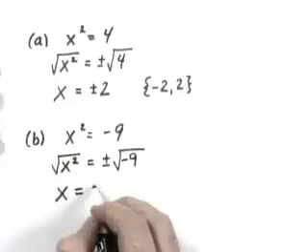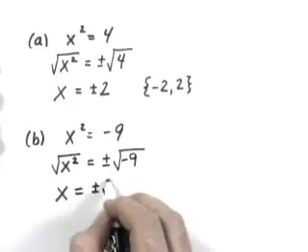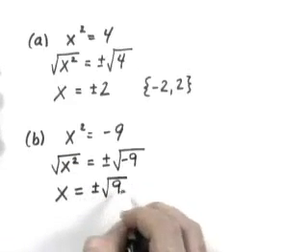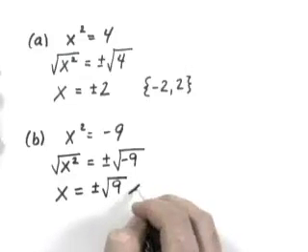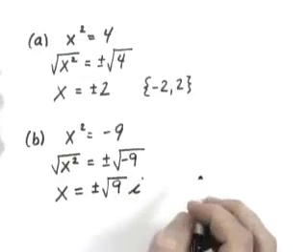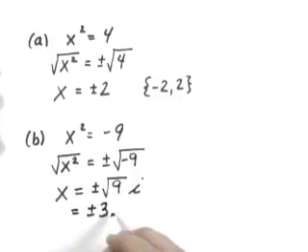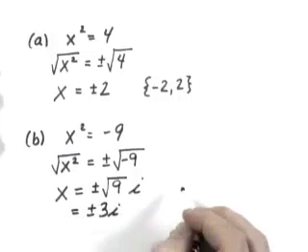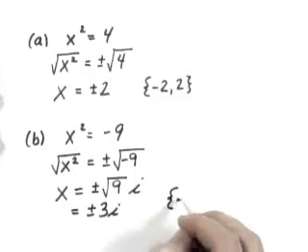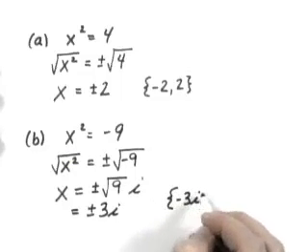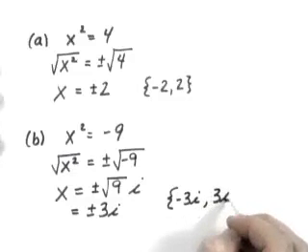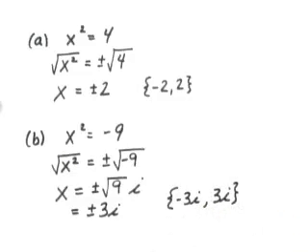To write the square root of negative 9, I use the rule we just introduced earlier and say that that's going to be the square root of 9 times i. The square root of 9, however, is 3, so I get x equals plus or minus 3i. So the solution set to this particular equation is 3i and negative 3i.